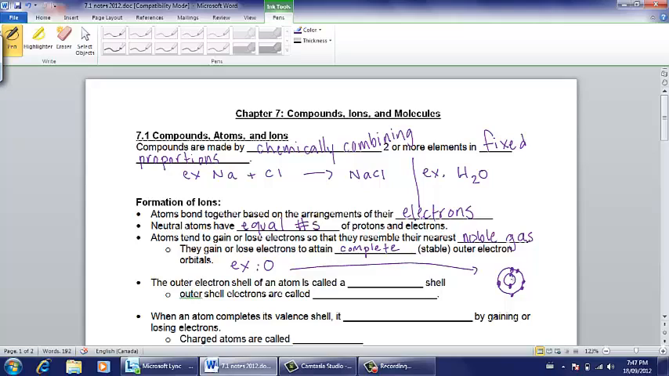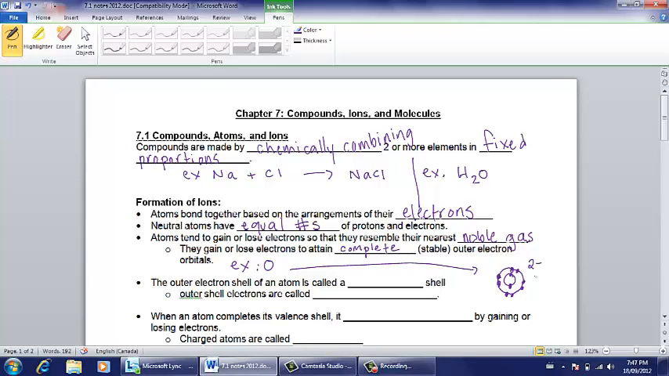This atom has 8 electrons in total, but its second shell, its outer shell, only has 6. It wants to gain 2 more electrons so that it has a full outer shell. This will be the ion for oxygen. Having gained 2 electrons, because electrons have a negative charge, it now has an overall negative charge of 2 negative. This is the ion of oxygen.